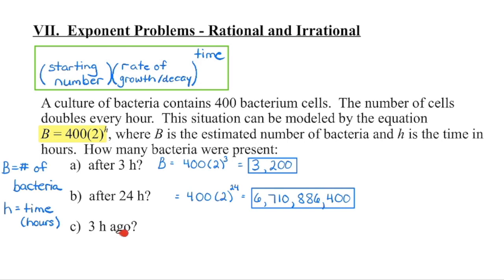And then 3 hours ago, so this is 3 hours prior to the start time, so what we're going to do is put a -3 into that equation, and so now we have 400 times 1/8, and that's going to give us a value of 50. Each of these numbers is a rational number, and it represents the number of bacteria that are present. If we start with 400 bacteria and they're doubling every hour, it makes sense that 3 hours ago we had less bacteria than the amount that we originally started with.